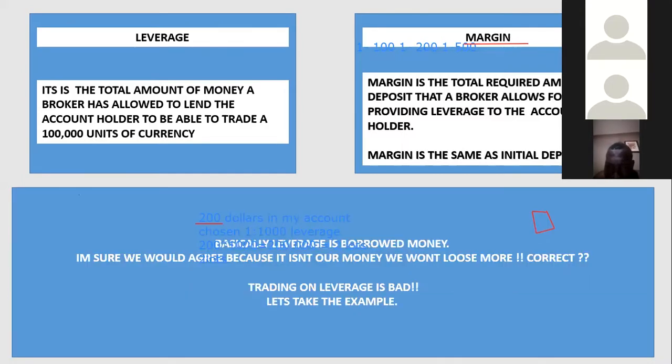Great. So let me just erase that. I'm sure we all got that at least. So basically, leverage is borrowed money. And I'm sure we agree it isn't our money. If it isn't our money, we won't lose more, right?